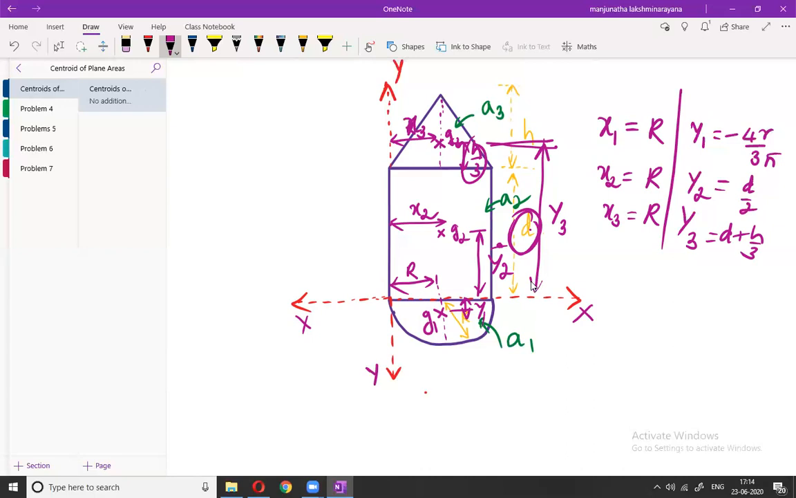So this is how we need to locate the distances of the centroids of different simple areas in a complex figure, using the basic formulas of the rectangle, triangle, semicircle, quarter circle, etc. If you know these things, you can easily solve any kind of problem very easily.